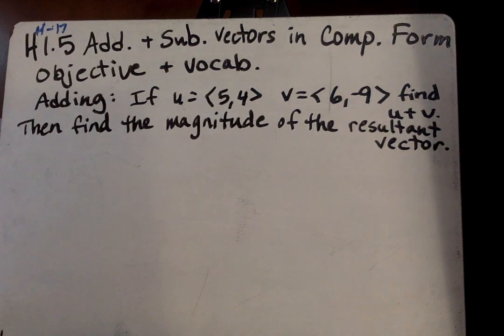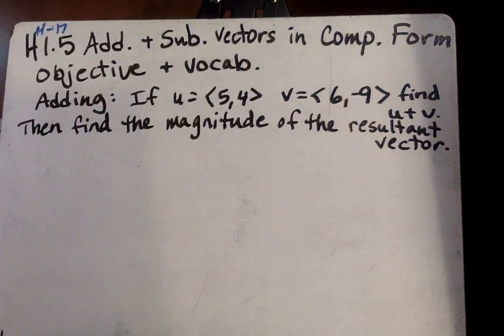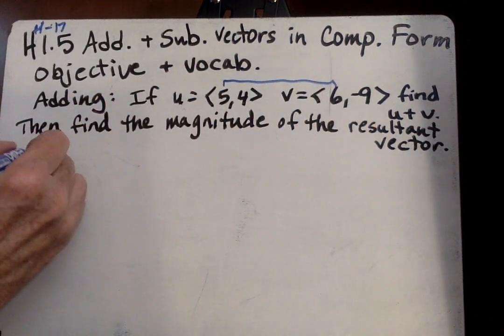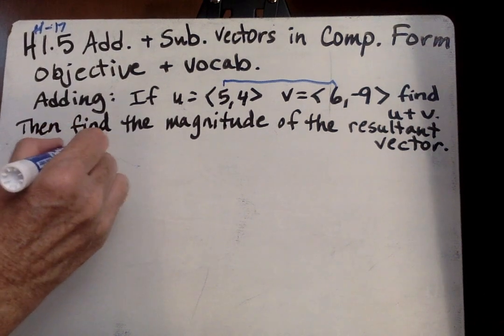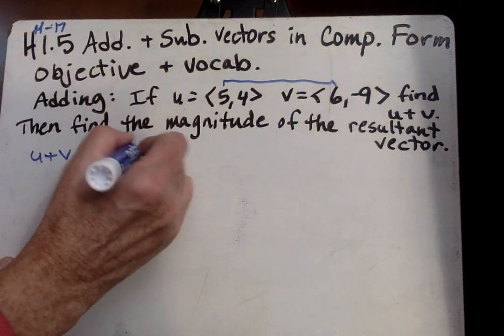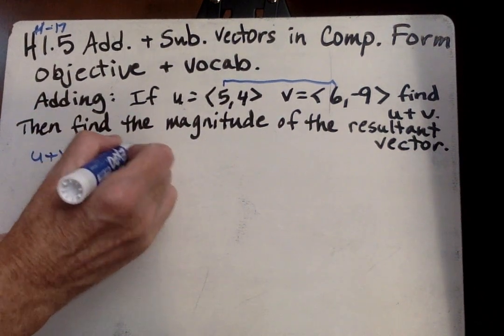Okay. So our objective is I can add and subtract vectors and calculate the magnitude of the resultant vector. So if we have u is the vector 5, 4 and v is the vector 6, -9, find u plus v. Okay. So all we have to do is add our x's together. So u plus v equals 11, and then 4 plus -9 is -5. So our resultant vector is 11, -5. I forgot the negative, my bad.